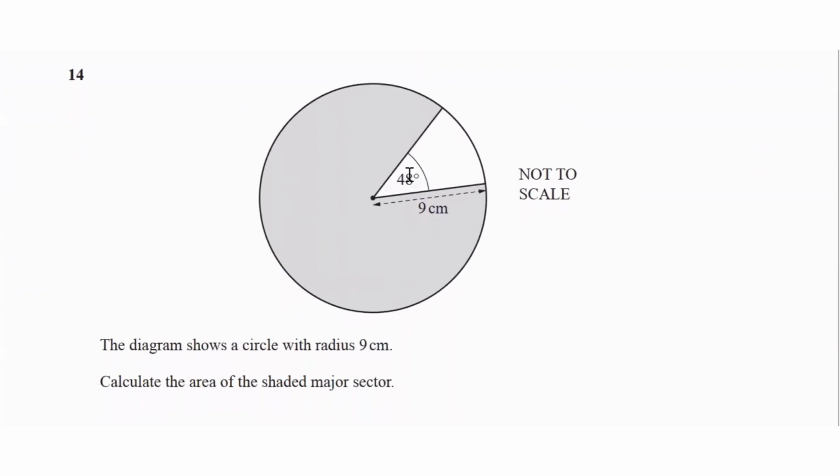Question 14 says, the diagram shows a circle with radius n centimeters. Calculate the area of the shaded major sector. Keyword over here is shaded major sector. So we calculate the area of this part, not this. This. So to do that, we need to find the angle for this sector. To find the angle of this sector, we will subtract 48 from 360, which is basically equal to 312. So now 312 is our angle.